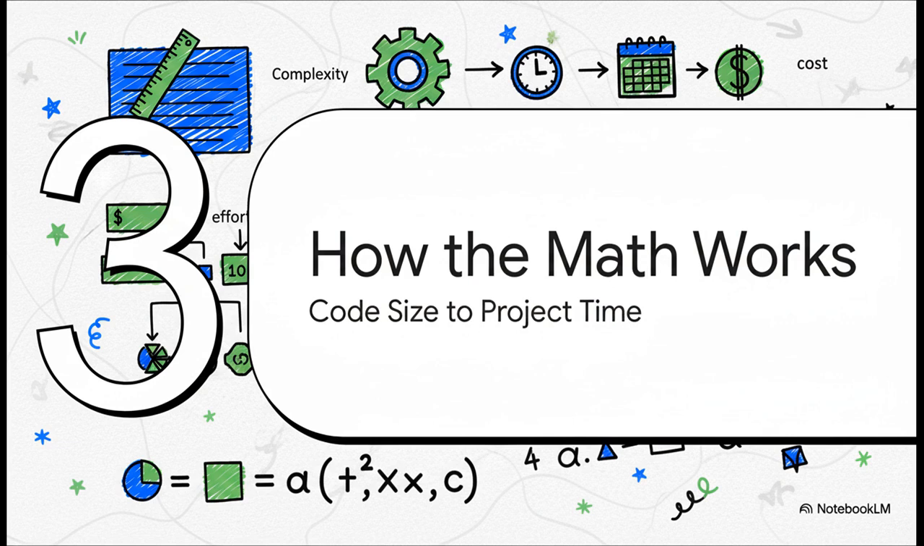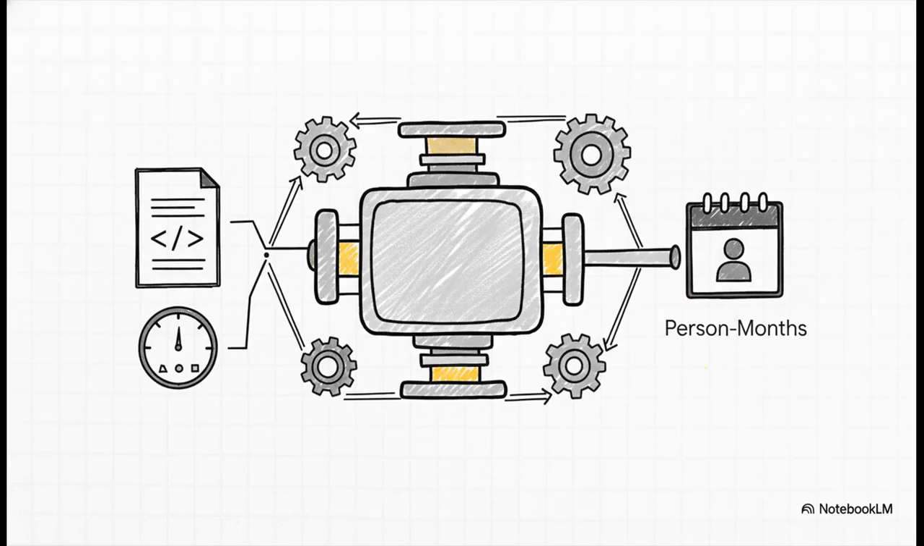All right, now for the fun part. Let's get into the math and see how COCOMO actually turns the size of your project into a real, tangible number for how much effort it's going to take. So this is the engine of the basic model. E is for effort, which we measure in something called person months. KLOC is just the size of your project in thousands of lines of code.